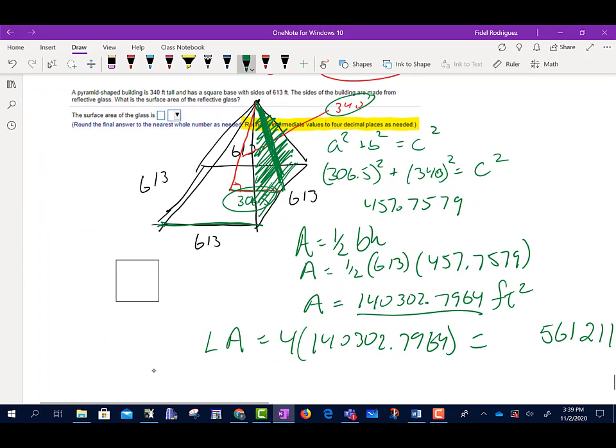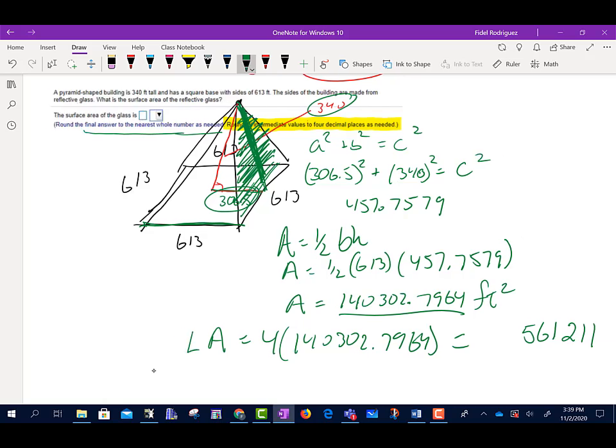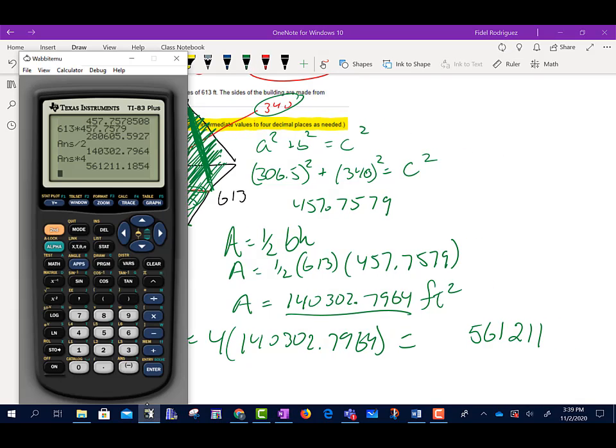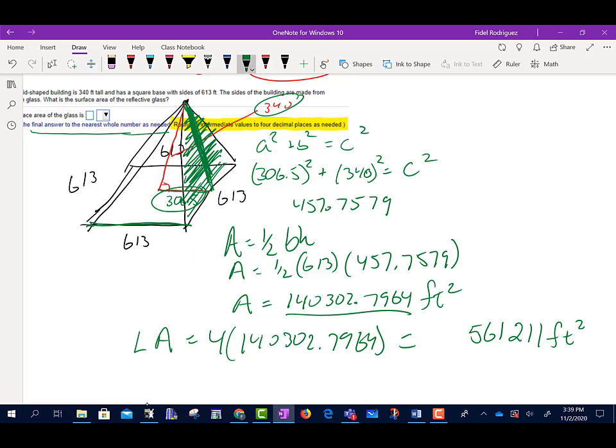And it says write the final answer to the nearest whole number. The reason I'm stopping right there is, if you notice, the nearest whole number would be 57211, because after that point, we have a 1. So this here would be feet squared.